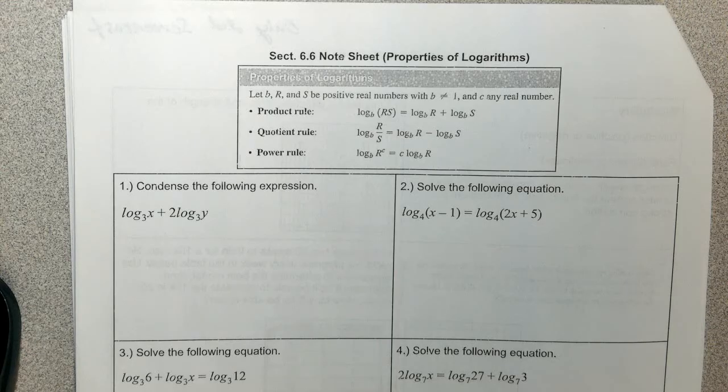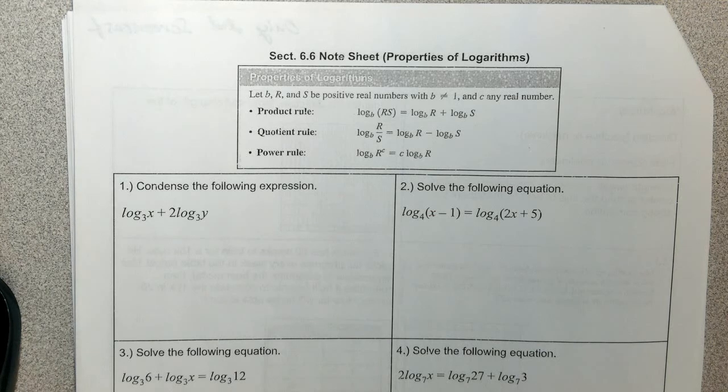So I'm going to go through the properties, and if you're wondering where they come from, all of them can be deduced based on the properties of exponents. Now, I'm not going to show that, but that's where these properties come from. They don't just fall magically from the sky. So the first property of logarithms is the product rule.